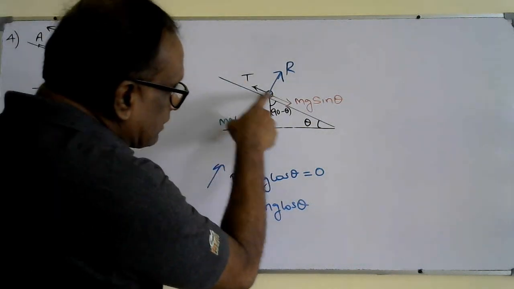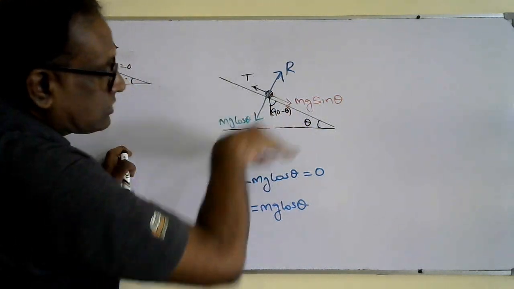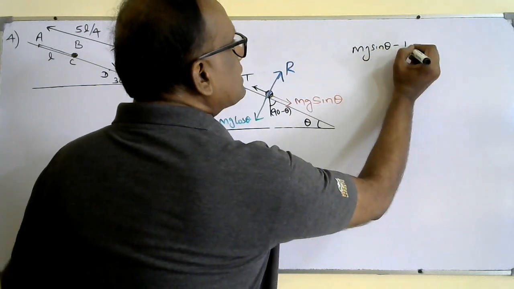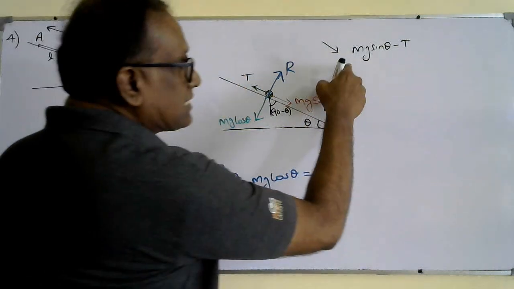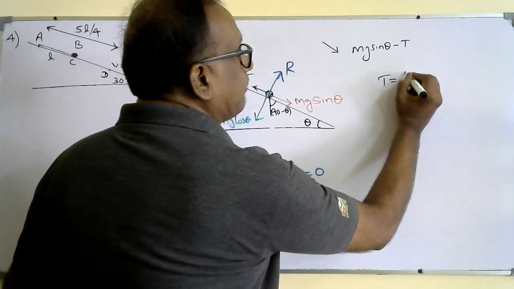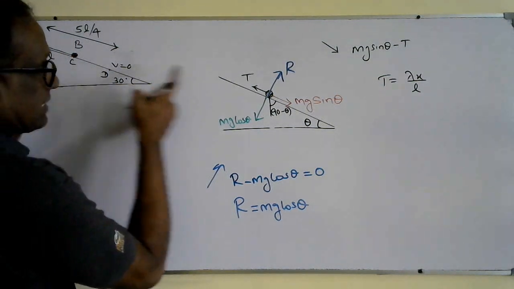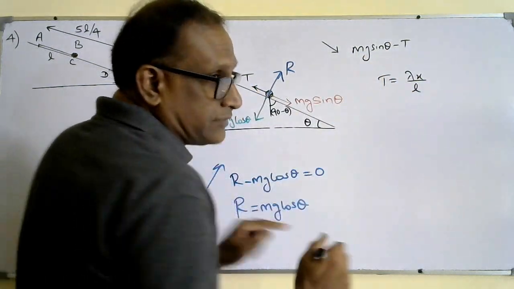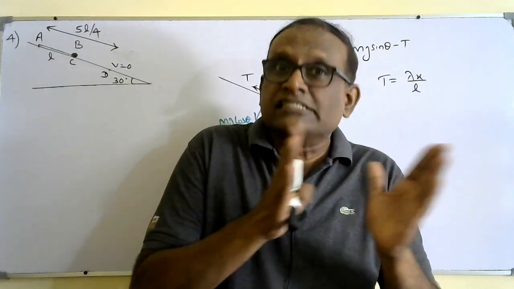So when the ball accelerates down, mg sin theta minus T is the resultant force downwards, that will provide the required acceleration. This is constant, but T depends on extension. T is equal to lambda x over L. So when the extension of the elastic string increases, T will increase. When T increases, the resultant force acting downwards, which provides the acceleration, will decrease. So the acceleration will decrease.